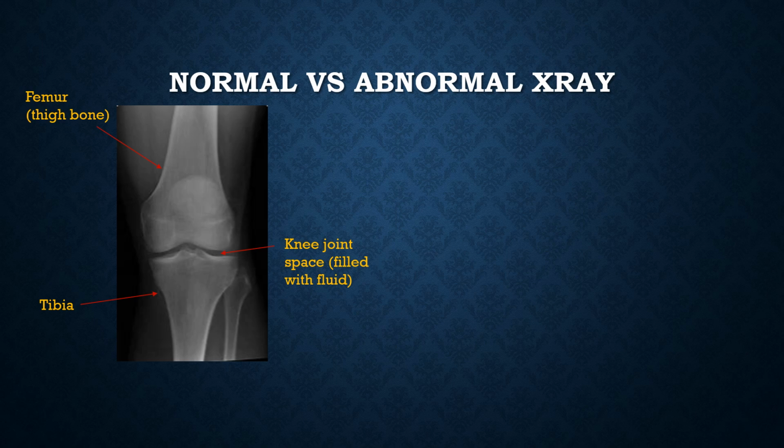The space between the two is the knee joint space. This is filled with synovial fluid. And cartilage lines the bottom of the femur and the top of the tibia normally. The fibula is the other bone in the lower leg. It's on the side of the leg. There's also the kneecap, which doctors call the patella.